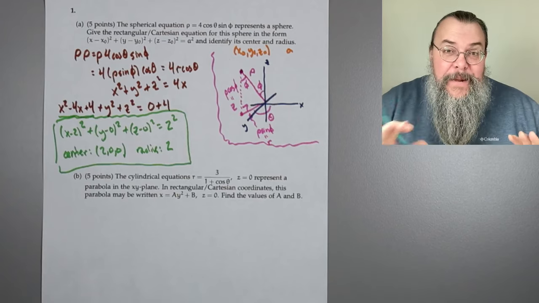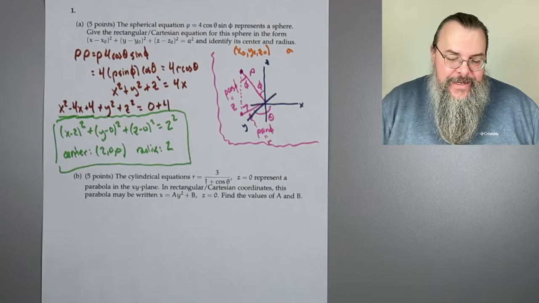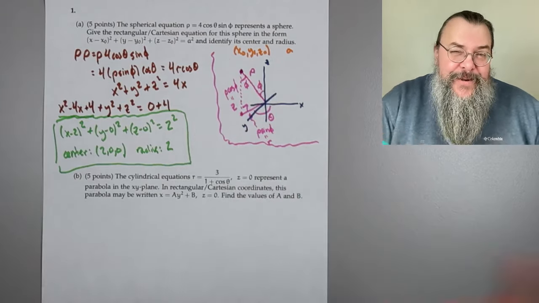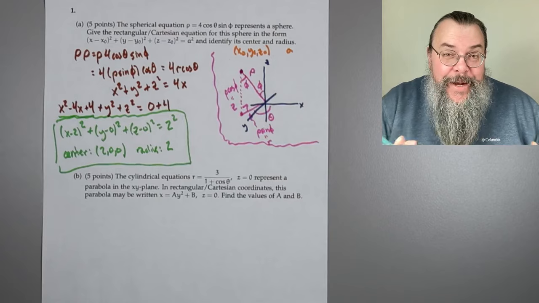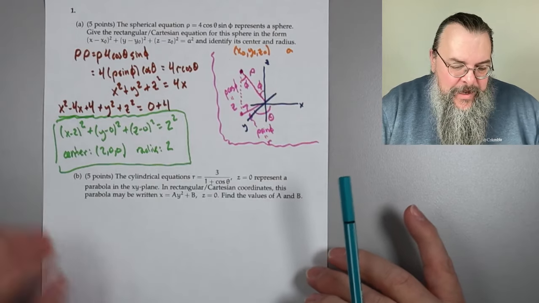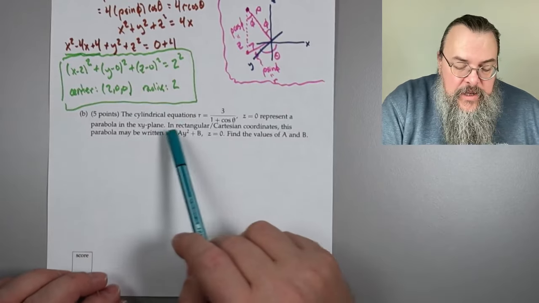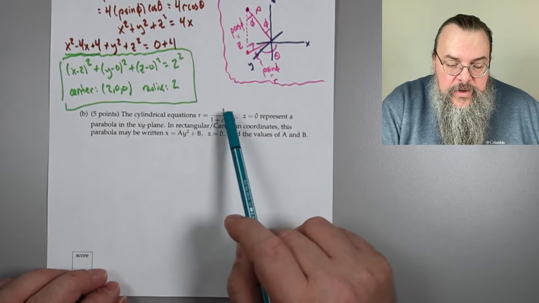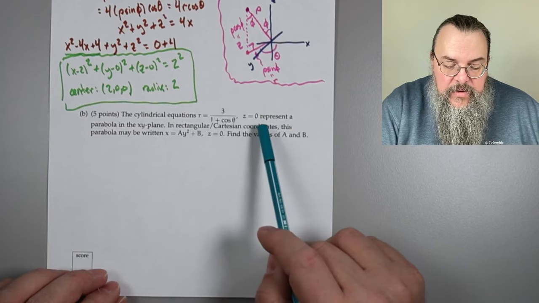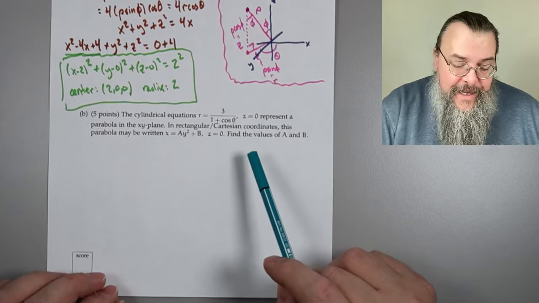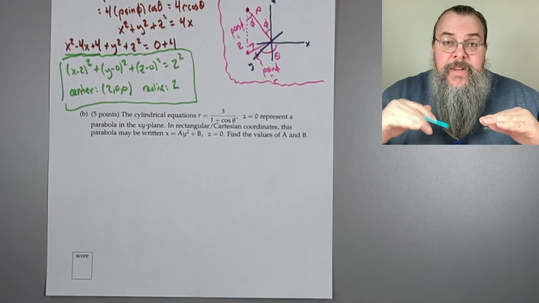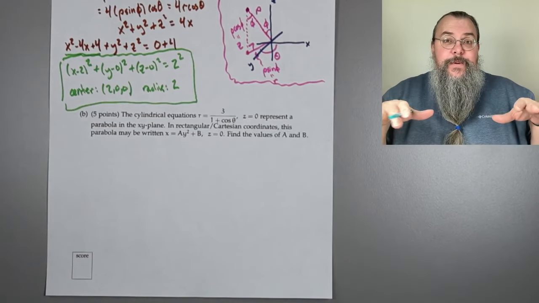Okay, all right, part B. We're only halfway through. Well, we did spend a lot of time talking about spherical, so don't panic if it feels like we're going slow. All right, so part B. The cylindrical equations, r equals 3 over 1 plus cosine theta, z equals 0, represents a parabola in the xy plane. Okay, so remember, z equals 0 means we are in the xy plane.